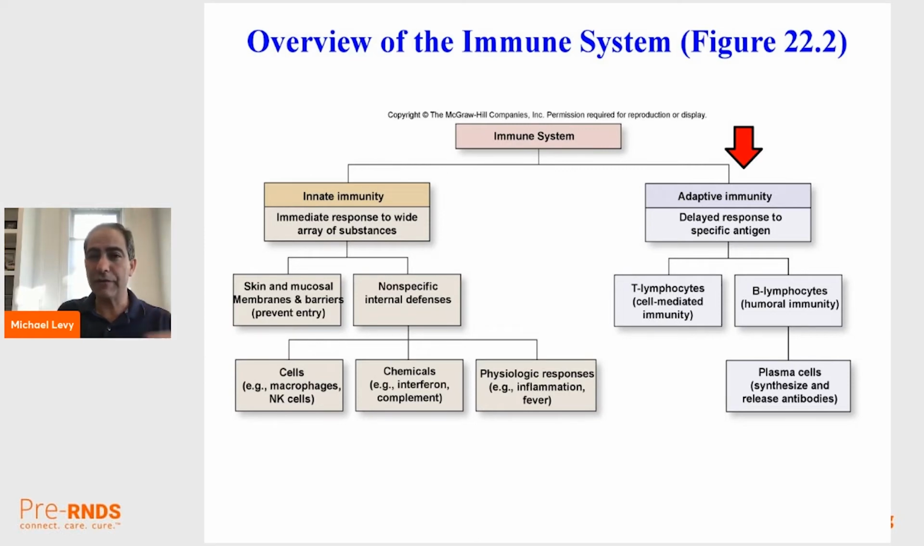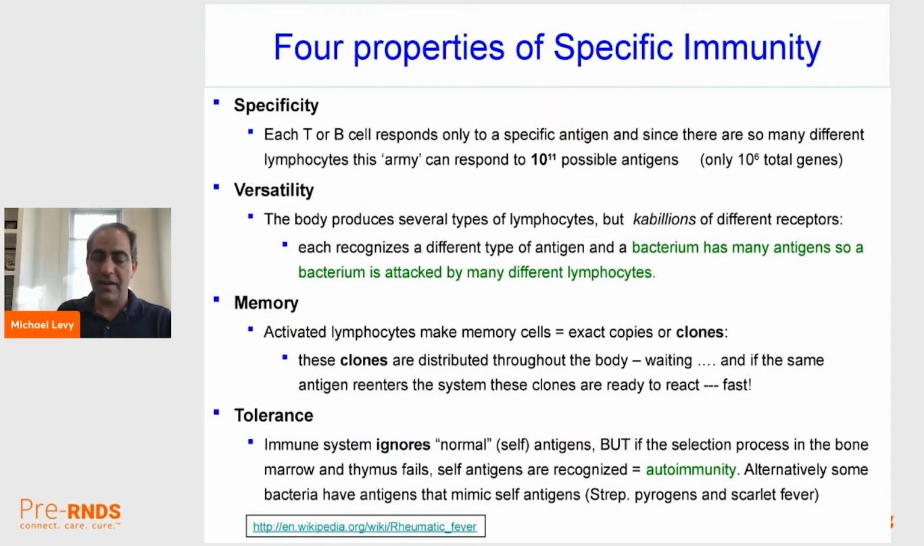This is the thoughtful, careful part. This is mediated by 2 main cells, T cells and B cells, and then there are a whole bunch of other cells that enable them called antigen-presenting cells. Now, there are 4 specific aspects of adaptive immunity. First is that they're very specific. One T cell reacts to one thing, and one B cell reacts to one thing. But you have billions of T cells that react to everything that you need to react to.